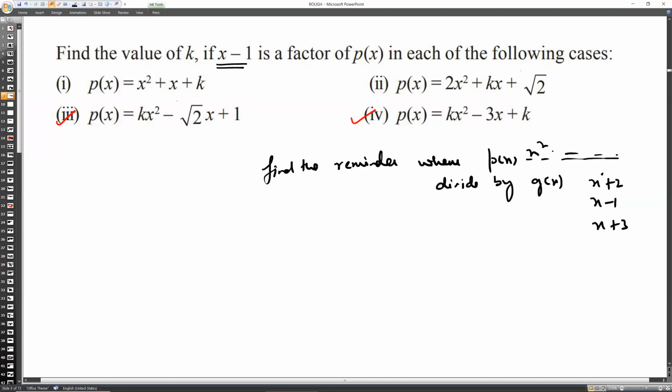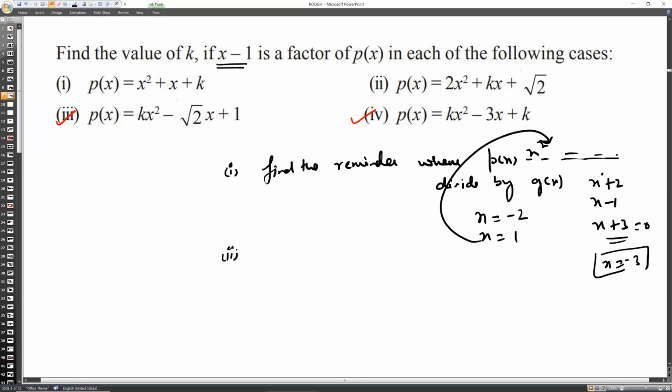So in this type of question, to get the remainder, what you need to do is find out the value of x. Like if it is x plus 2, then x will be minus 2. If it is x minus 1, then x will be 1. You have to equate the divisor with 0, find that x value and put it in this equation. Whatever value you get will be the remainder. This is the first type of question.